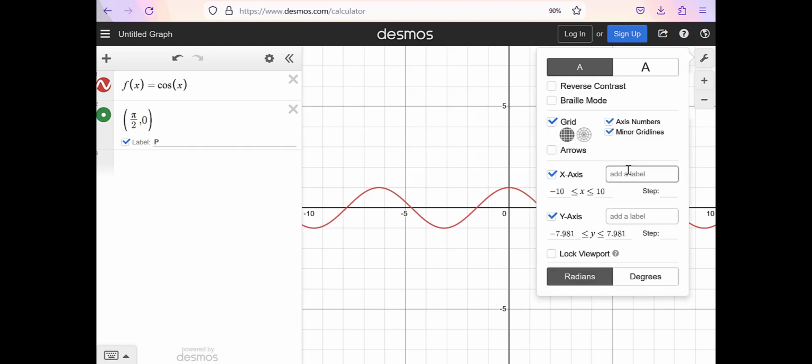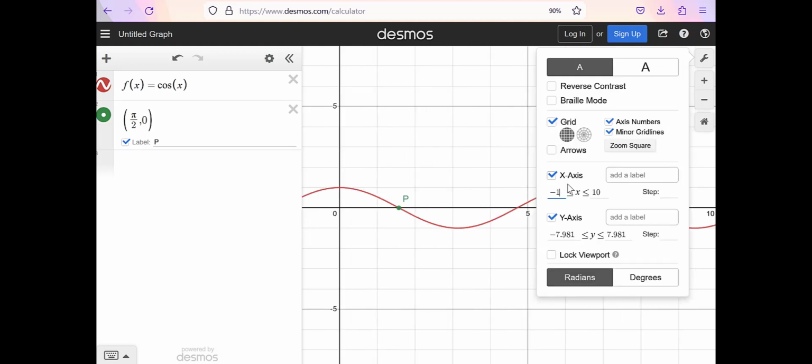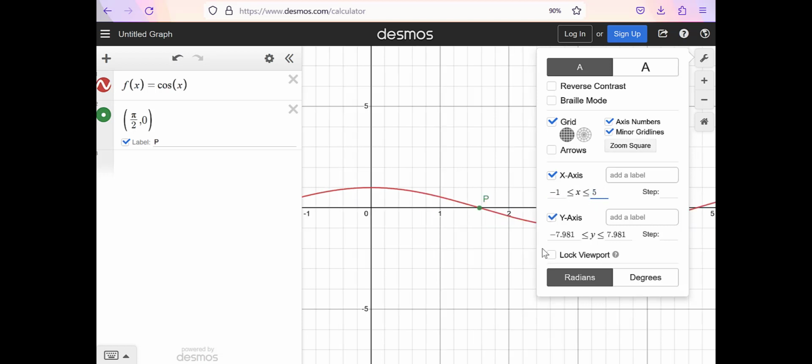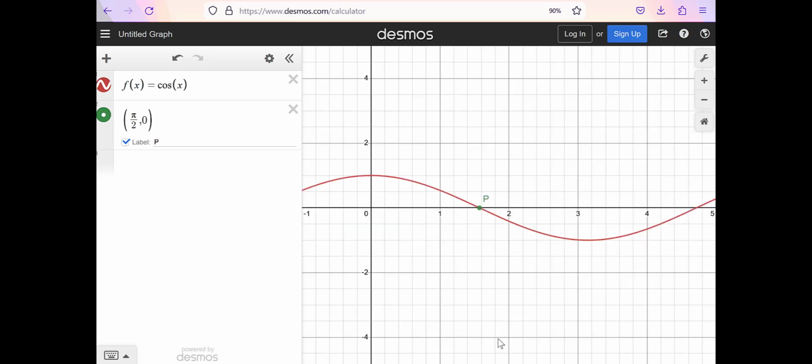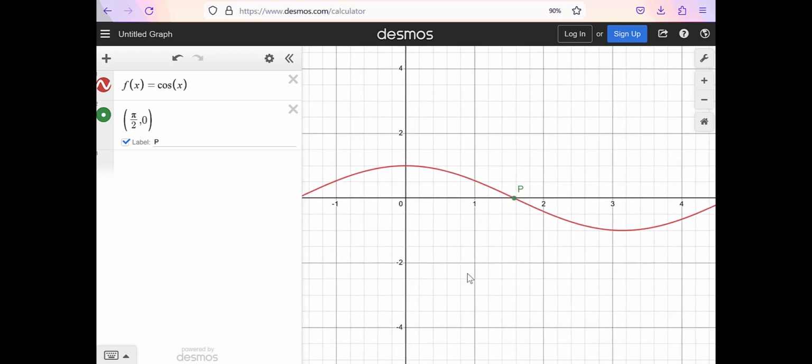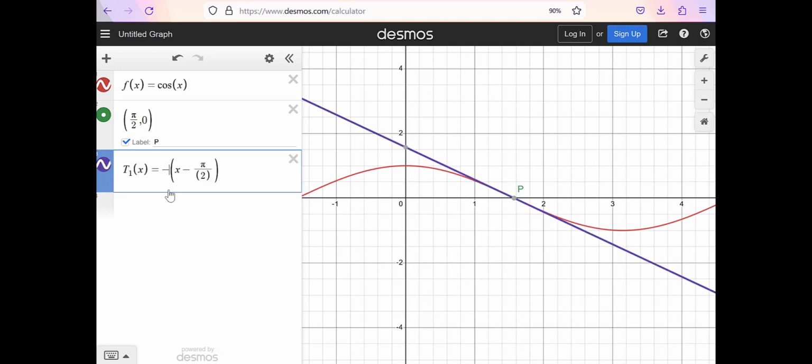So I'm just going to adjust the viewing window here to maybe go negative 1 up to 5 or something. Seems a little bit better. And then maybe on the y-axis, negative 5 to 5. That looks better. I can see kind of a closer view of what I'm working on, and I still see the axes here. All right, so now let's do our first Taylor polynomial.